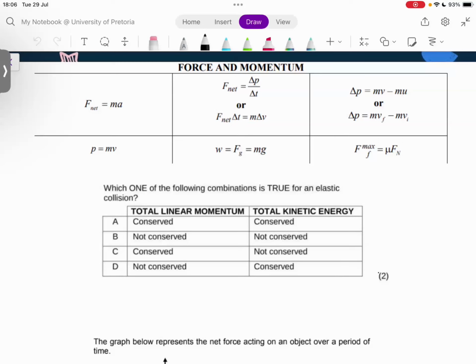So let's get to actually tackling this question. Our options are A, conserved, conserved; B, not conserved, not conserved; C, conserved, not conserved; and D, not conserved, conserved. I'm seeing mixed answers in chat, but the actual answer for this question is A. When we have an elastic collision, both the linear momentum and the total kinetic energy are conserved. So it is important for us to just recall our definitions for all these things.